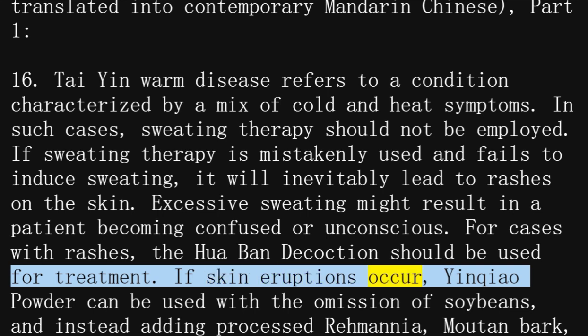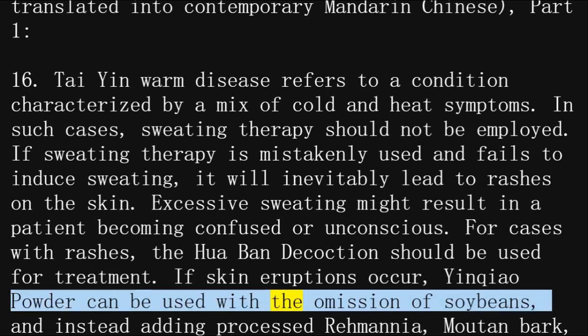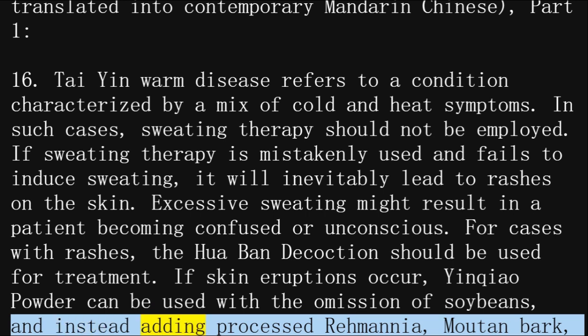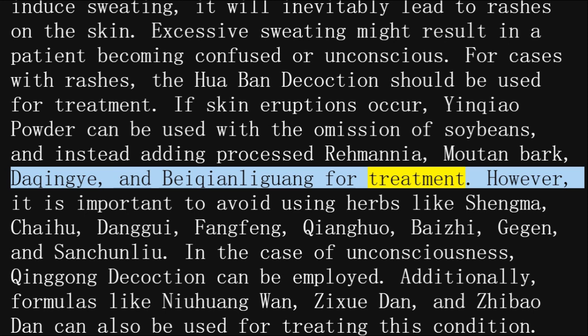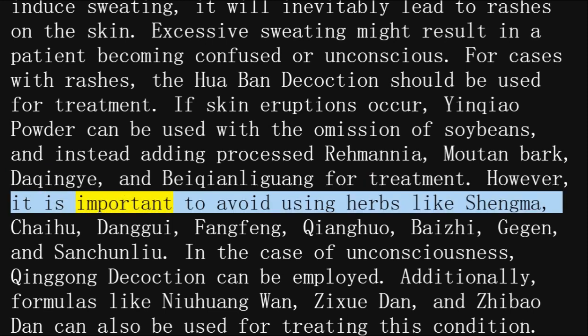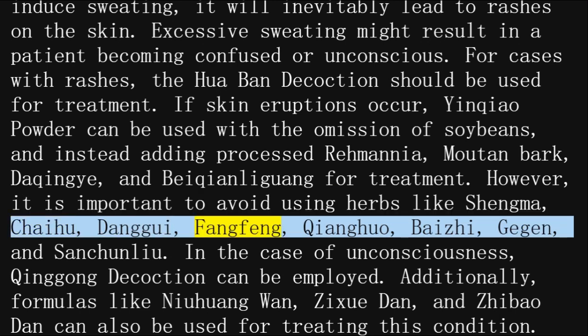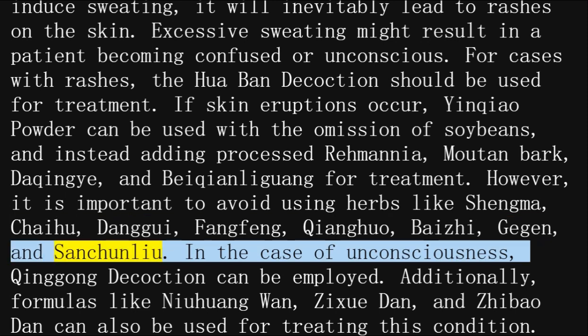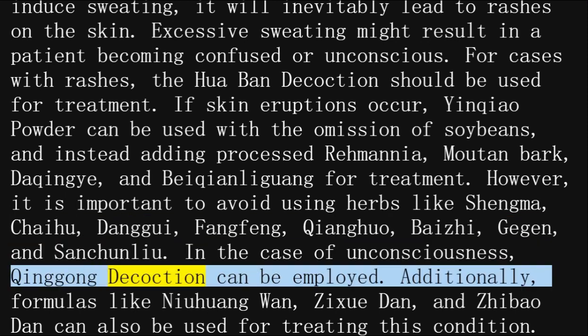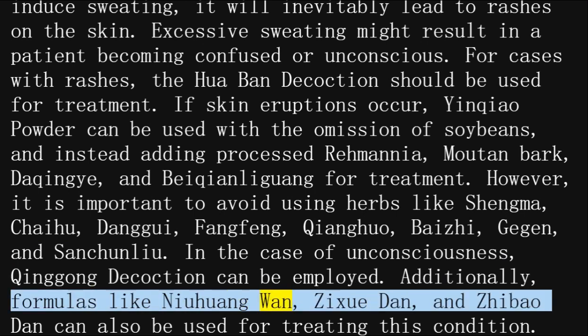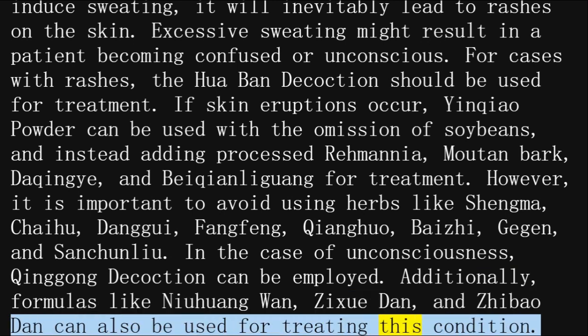If skin eruptions occur, Yinqiao Powder can be used with the omission of soybeans, and instead adding processed Rehmannia, Moutan bark, Daqingye, and Beiqianliguang for treatment. However, it is important to avoid using herbs like Shengma, Chaihu, Danggui, Fangfeng, Qianghuo, Baizhi, Gegen, and Sanchunliu. In the case of unconsciousness, Qinggong Decoction can be employed. Additionally, formulas like Niuhuang Wan, Zixue Dan, and Zhibao Dan can also be used for treating this condition.